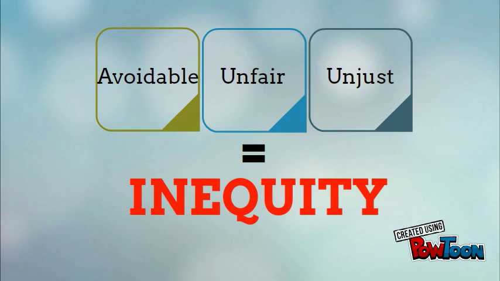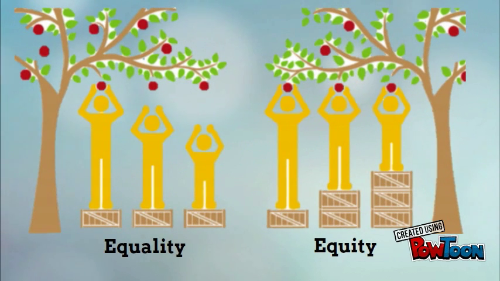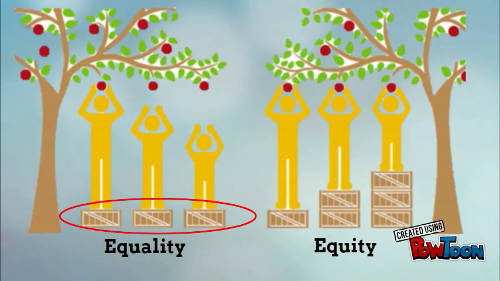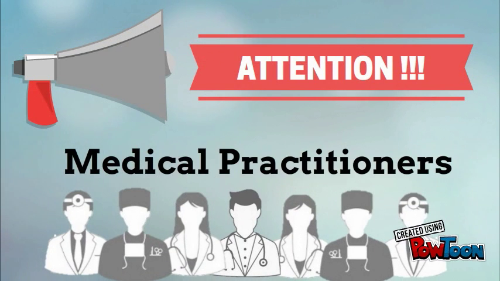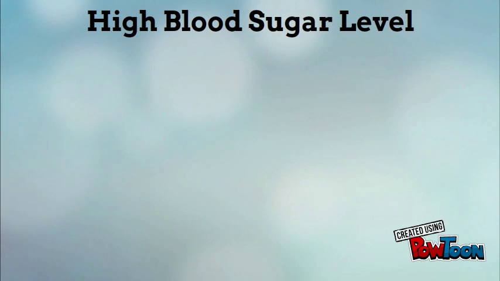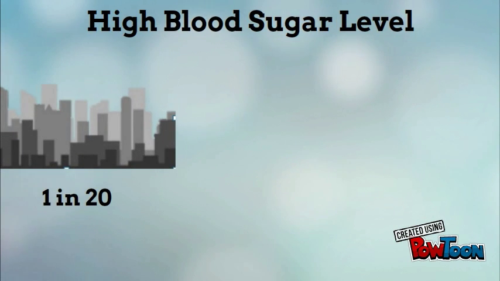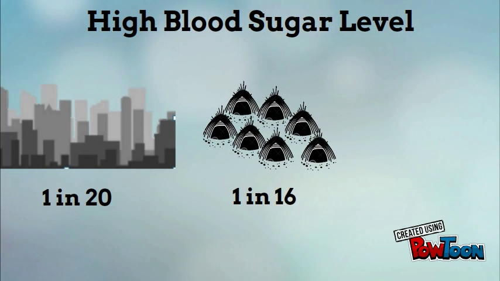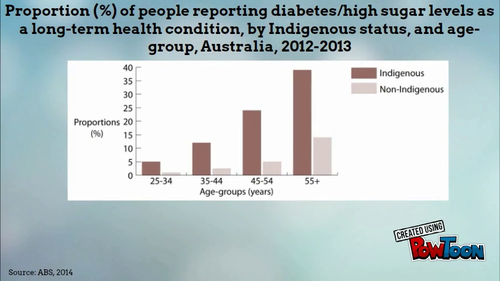It is not an equality issue because equality focuses on the same level of healthcare distribution rather than achieving comparable health outcomes among different populations. The issue deserves attention from medical practitioners because high blood sugar levels were reported to be 1 in 20 in metropolitan areas, which goes down to 1 in 16 in the Indigenous population and is further exacerbated in remote areas with 1 in 11. Researchers show Indigenous people are getting diabetes at a younger age.